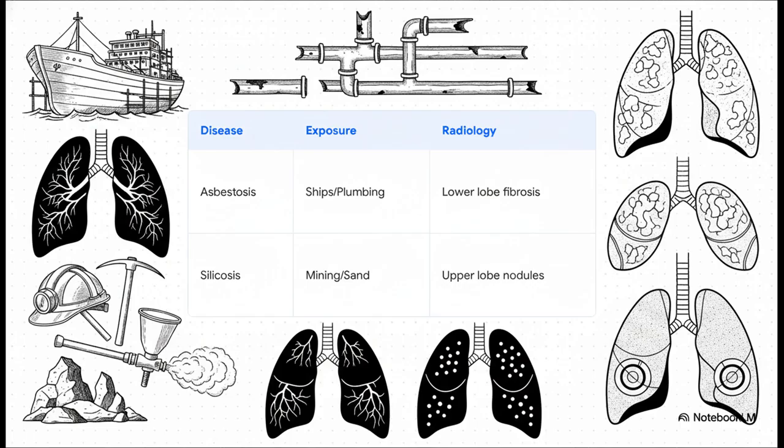Silicosis, on the other hand, hits sandblasters and miners. It moves upward, presenting with upper lobe nodular opacities and those classic eggshell calcifications. And then there's coal workers' pneumoconiosis, which mimics silicosis by moving upward with small nodular opacities and coal macules.